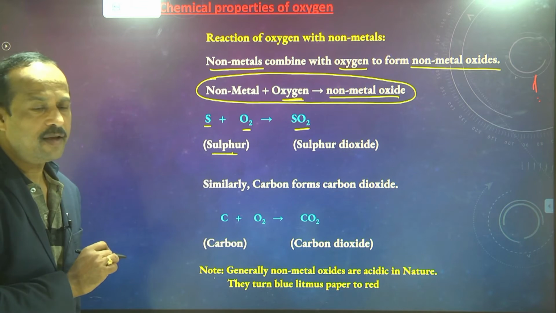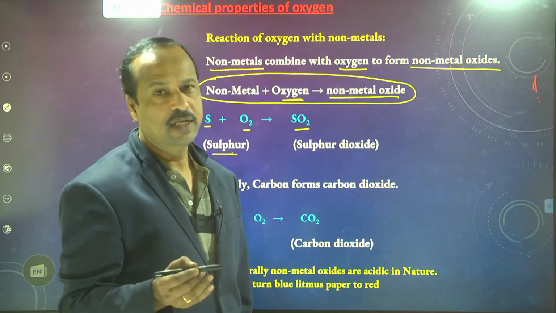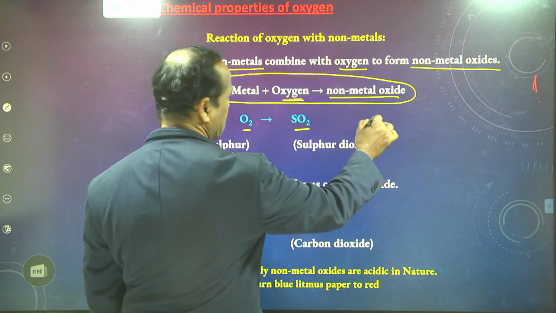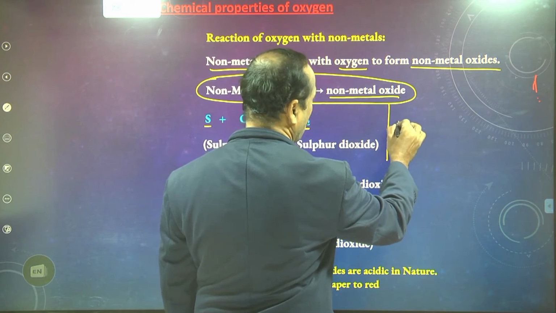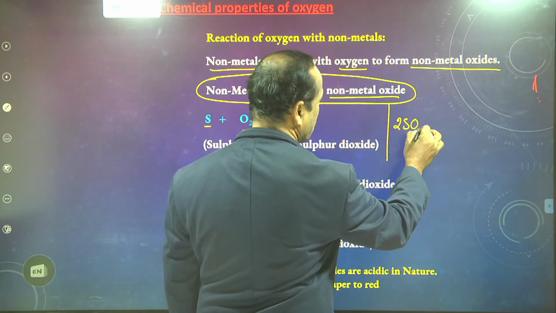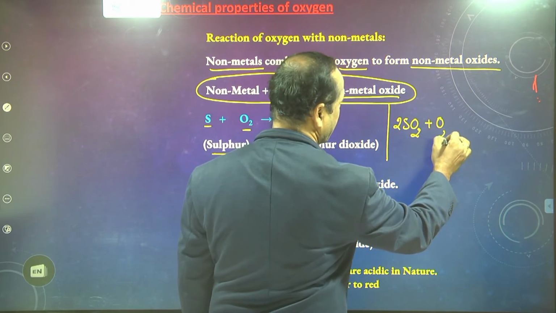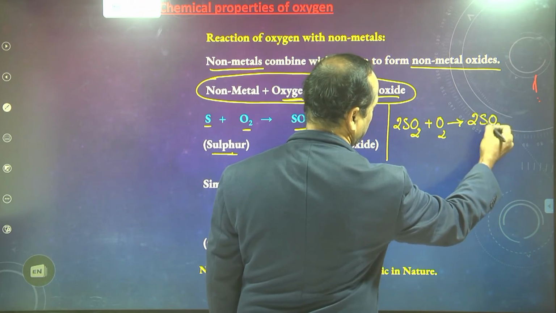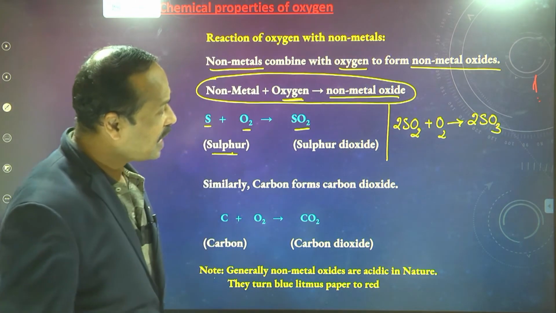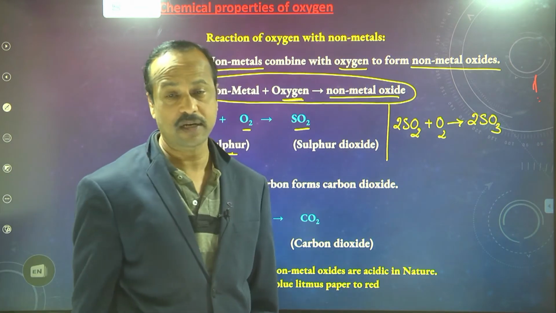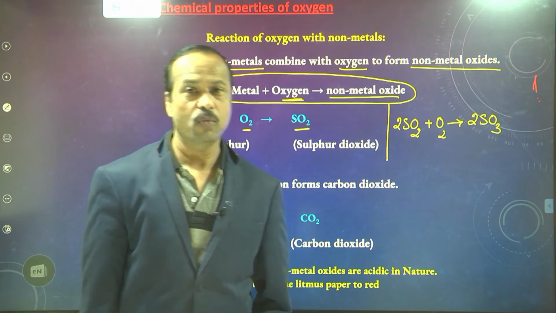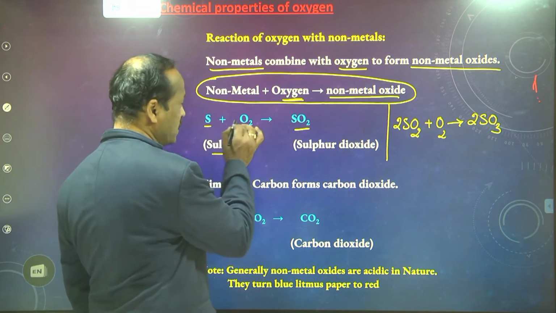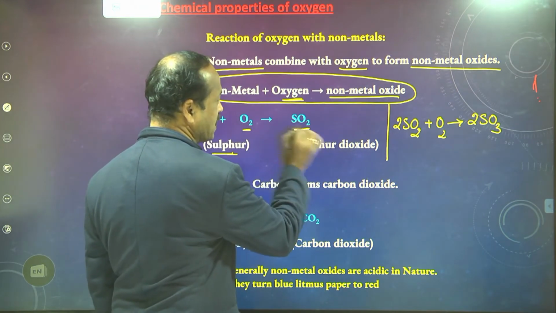Yes, sir. Even sulfur can form trioxide also. Sulfur can form trioxide also. You need not write this, but this 2SO2, this sulfur dioxide, once again reacts with oxygen to form sulfur trioxide, SO3, like this. So that also takes place. With sulfur, oxygen can form two types of oxides. One is called sulfur dioxide and the second is called sulfur trioxide. So when sulfur is reacting with oxygen, it is forming sulfur dioxide.